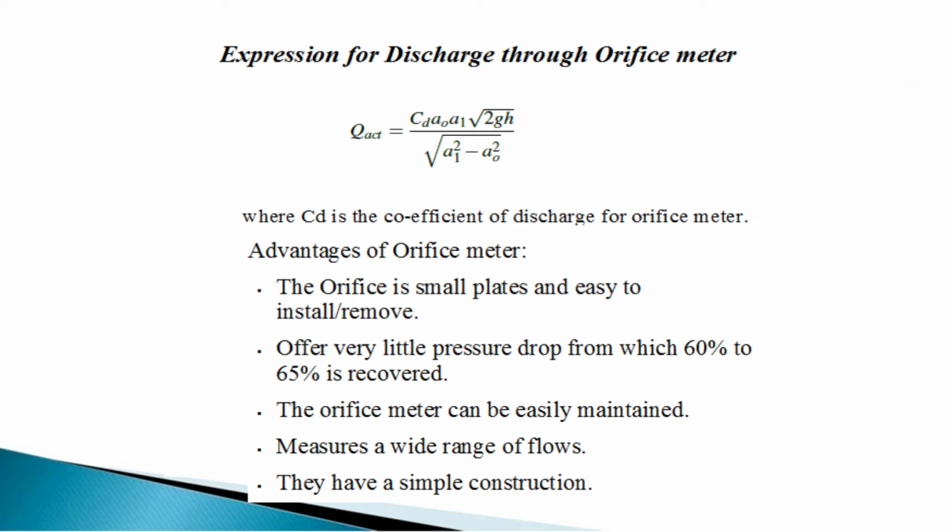Advantages of orifice meter. The orifice is a small plate and easy to install or remove. Offers very little pressure drop, of which 60% to 65% is recovered. The orifice meter can be easily maintained. Measures a wide range of flows. They have simple construction.